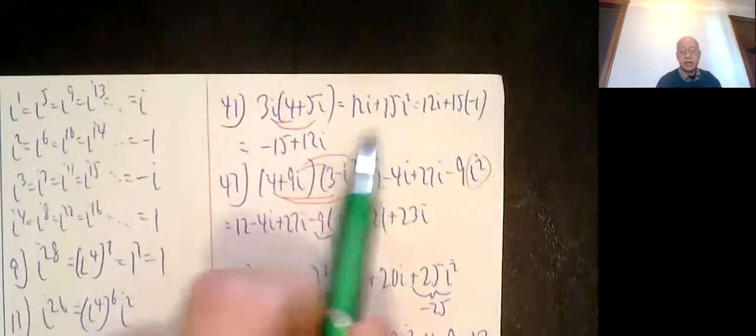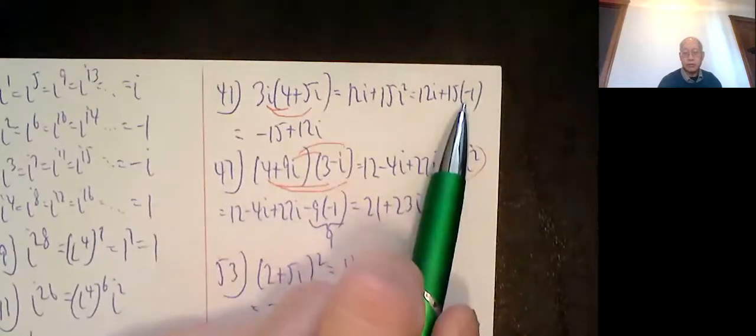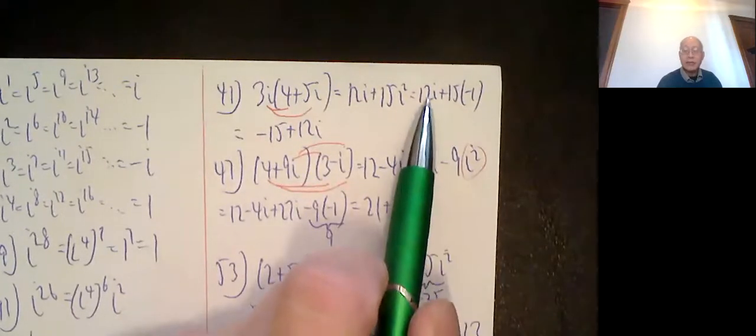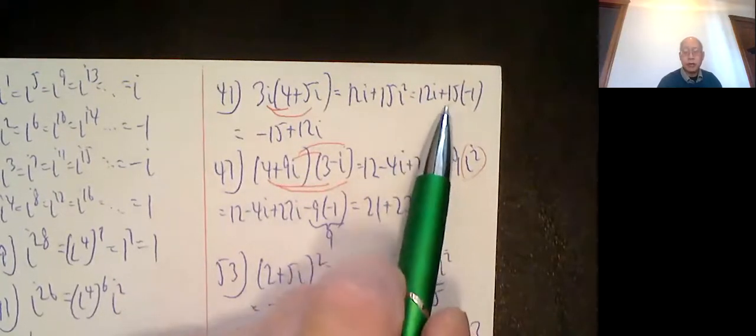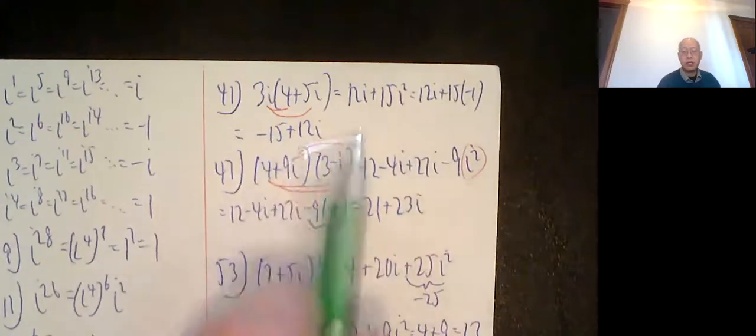So the thing that happens a lot is i squared. Every time you see an i squared, it's -1. So write it in a plus bi form. That means the real part always comes first. So -15 plus 12i.